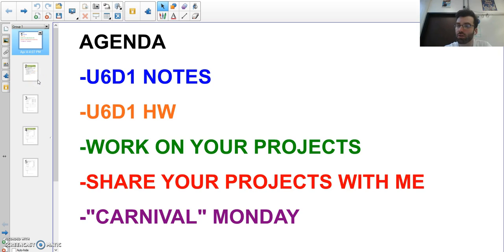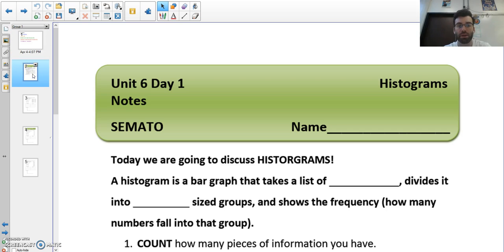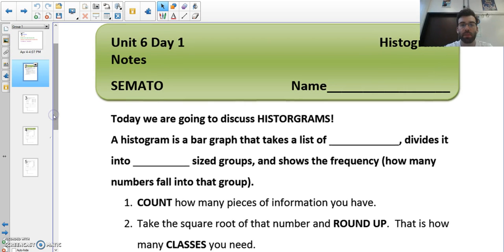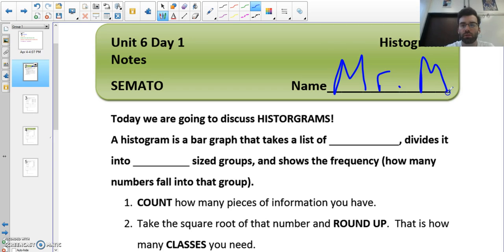Okay. All right, let's get started. Let's talk about histograms. Let's get ready because today is a fun day. My name, well, you already know. Today we're going to discuss histograms.